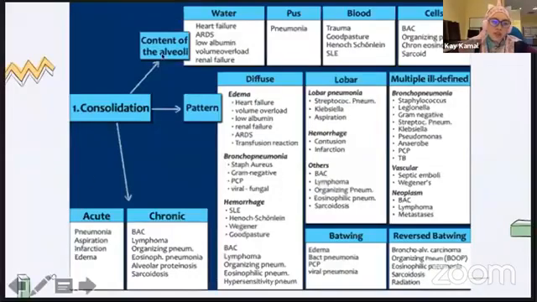So consolidation depends. We can have different types of contents such as water, pus, blood, and also cells. So the pattern of consolidation can be diffuse, lobar, multiple, ill-defined. You can also have the bat wing or the reverse bat wing kind of appearance, in which each of these changes can help us try to narrow down the causes of the consolidation. It might not be foolproof, but it could be helpful.